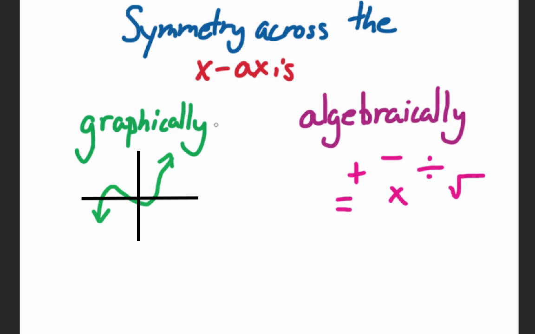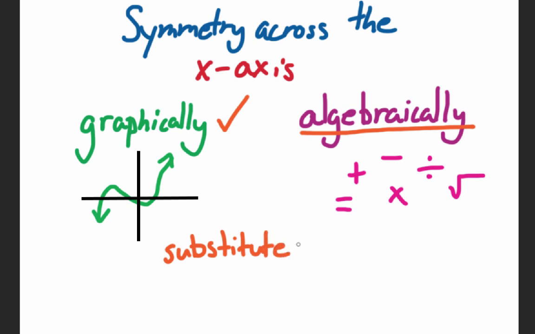Now that we know how to tell graphically if a graph is symmetric across the x-axis, how can we tell algebraically? Let's say you're just given an equation. How can you tell if it is indeed symmetric across the x-axis? Well, what you do is you substitute negative y into the equation and see if you get the same exact equation.